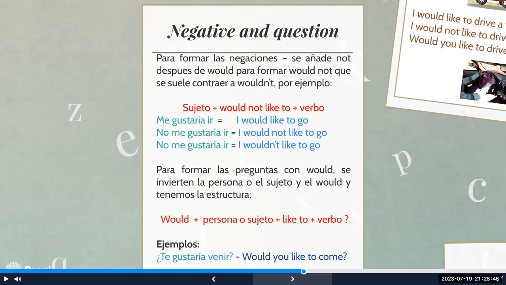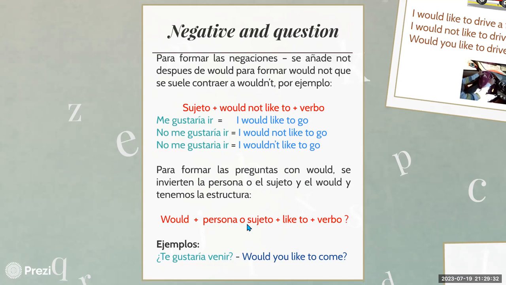Okay, going back to the examples, right here, subject plus would like to plus verb. Me gustaría ir is equal to say, I would like to go. No me gustaría, I would not like to go. Or it's better if I say, I wouldn't like to go. Ahí estoy haciendo negativa. No me gustaría, I wouldn't like to go. And then aquí dice para formar las preguntas con would se invierten la persona o el sujeto y el would, y tenemos la estructura. Primero va a ir would, después la persona o el sujeto, plus like to plus verb. And we got an example. ¿Te gustaría venir? Would you like to come? Okay. Questions?